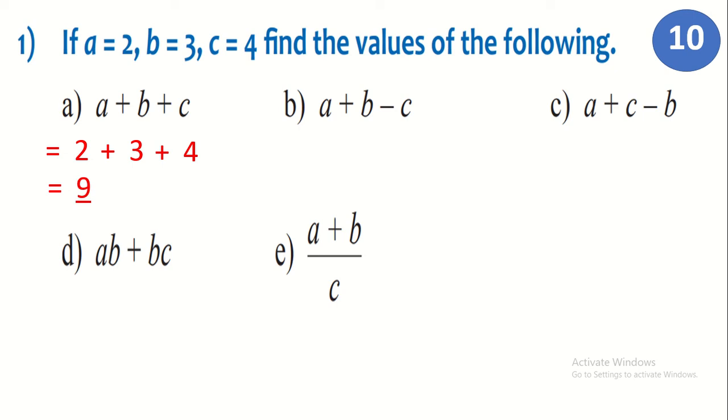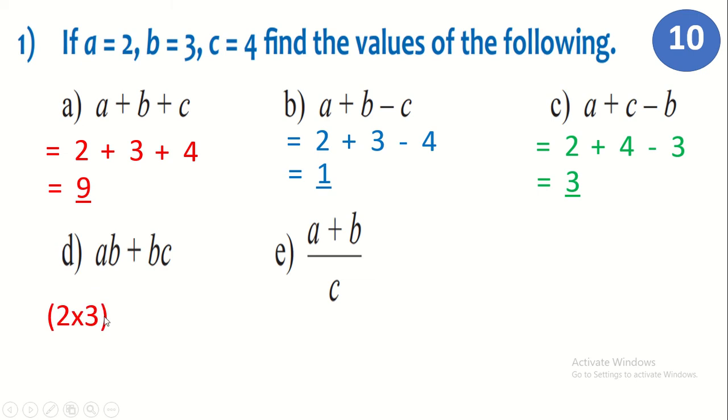Now for letter B, you have 2 plus 3 minus 4, and then your answer is 1. Correct, students? For letter C, you have 2 plus 4 minus 3. The answer is 3. Correct, students? For letter D, AB plus BC, you multiply first. 2 times 3, and then 3 times 4. Then you have 6 plus 12. The answer is 18. Correct, students?